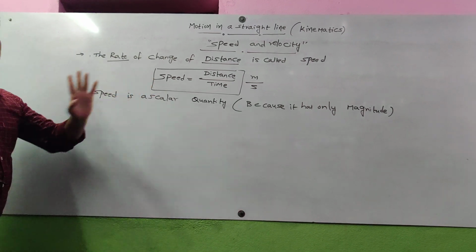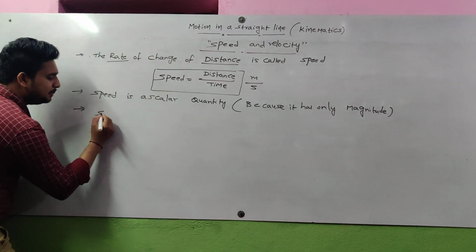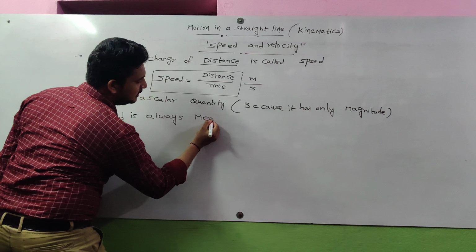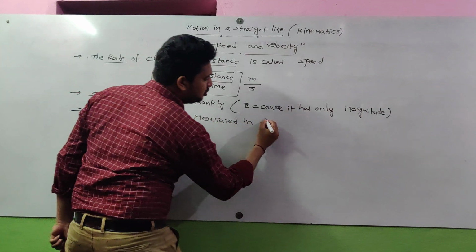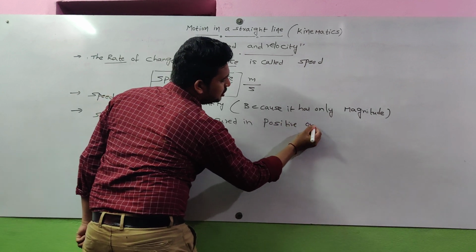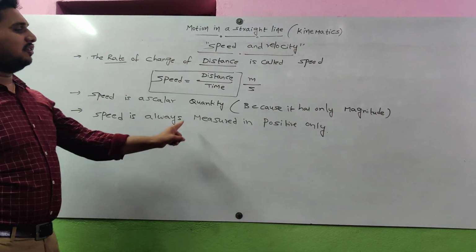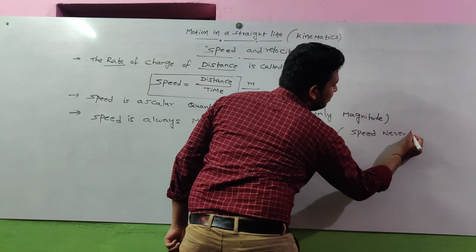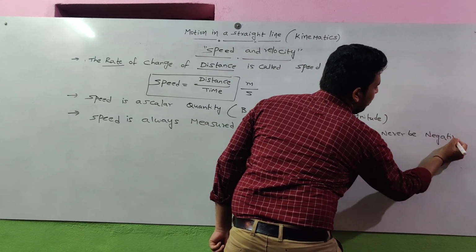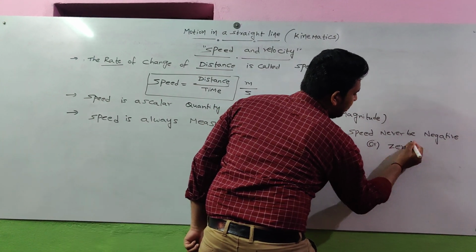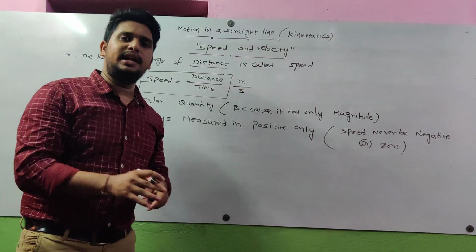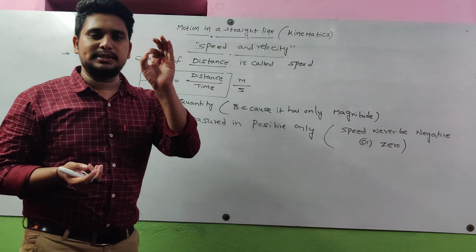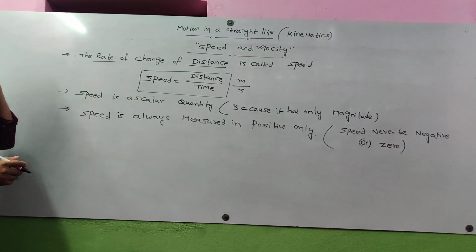Speed is a scalar quantity because it has only magnitude. So speed is always measured in positive only. This is very important. Speed can never be negative or zero. For a moving body, some speed is always there. It is never zero and never negative. Speed is always measured in positive only.